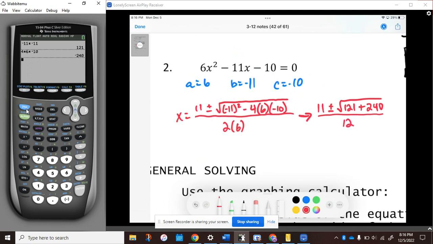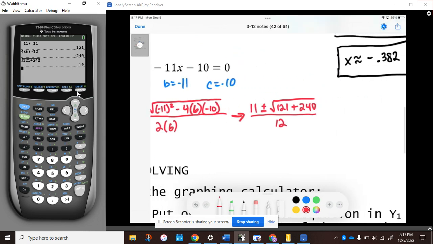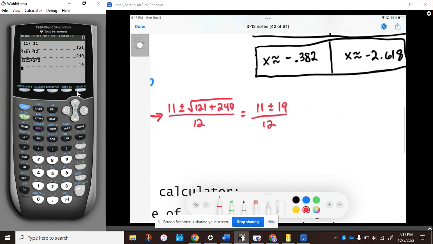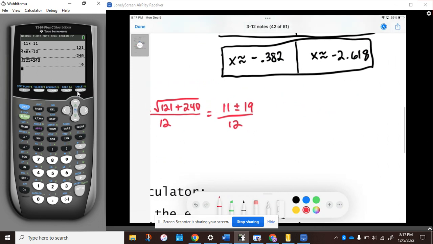Okay, so again, if you wanted to simplify this down, you can find a decimal approximation. Actually, as I look at it, I think this time it's going to end up as a whole number. Square root of 121 plus 240. Well, that's 361, and the square root is 19. So what we have right here is 11 plus or minus 19, whole thing divided by 12. It ends up being a whole number this time instead of a decimal approximation.